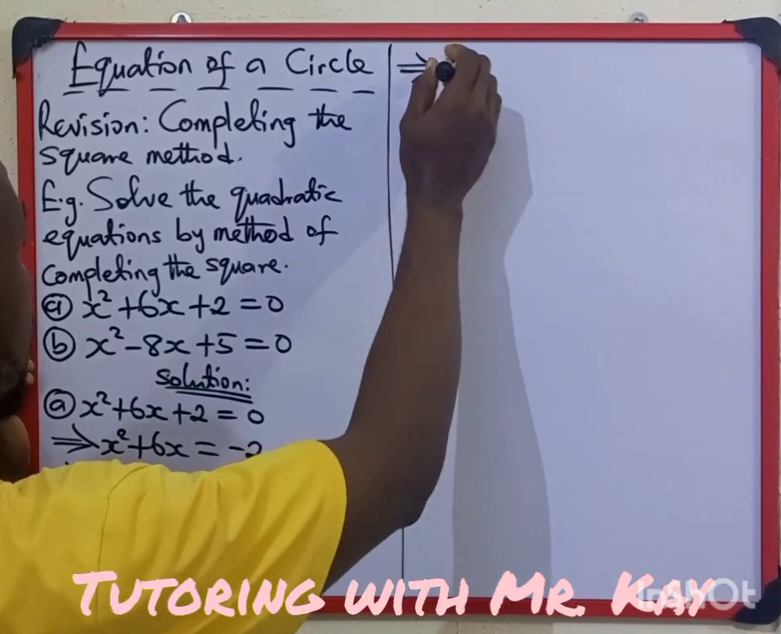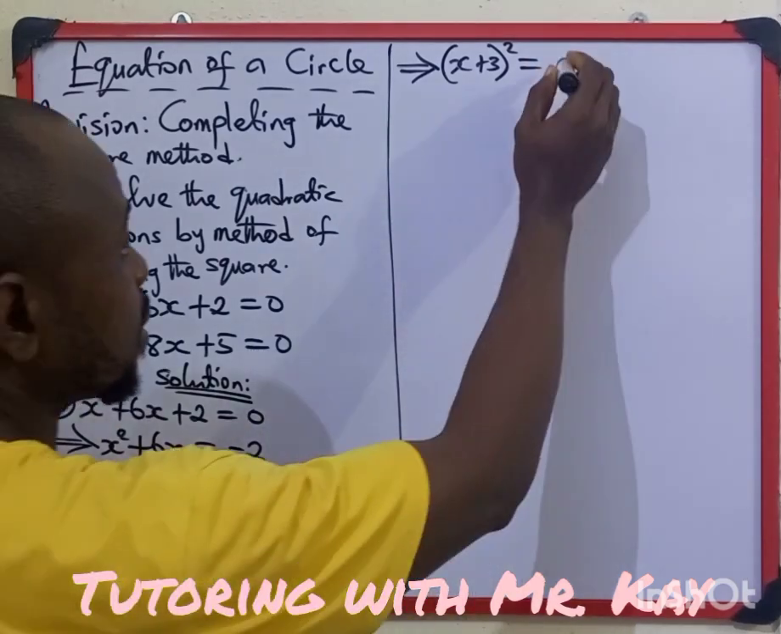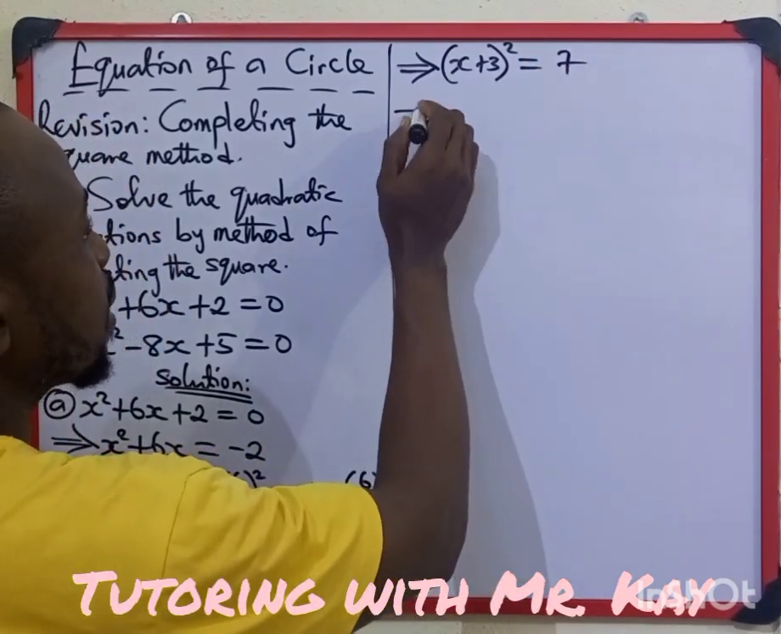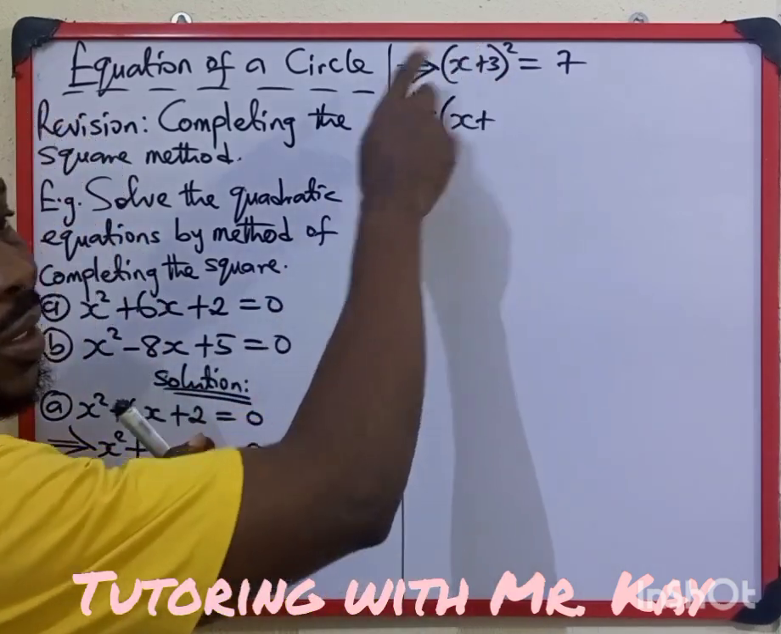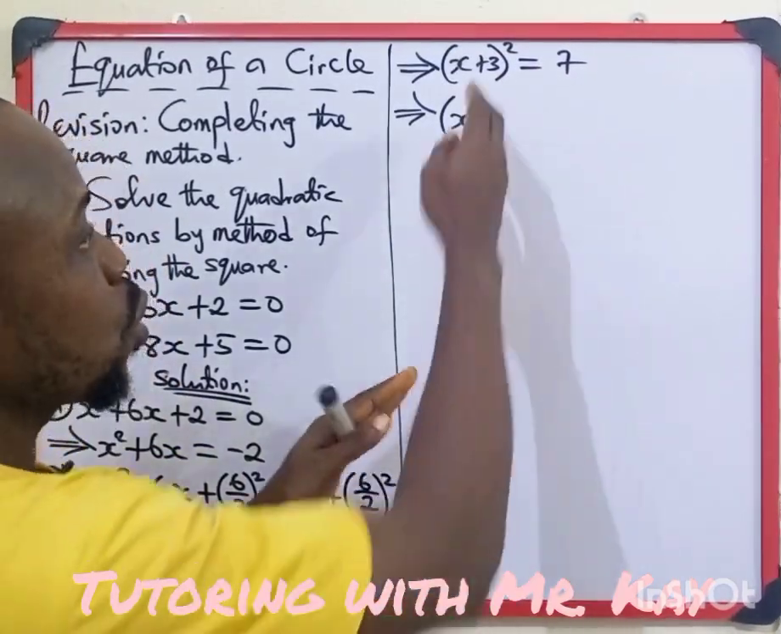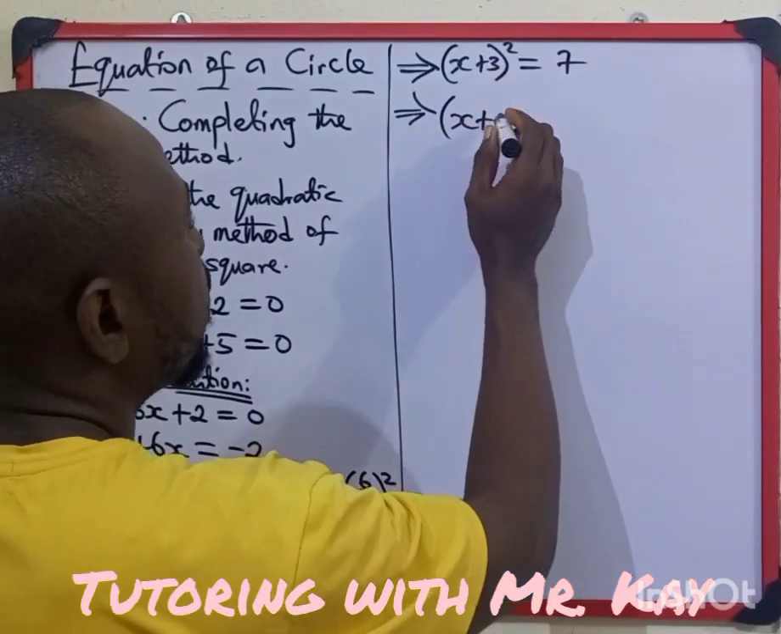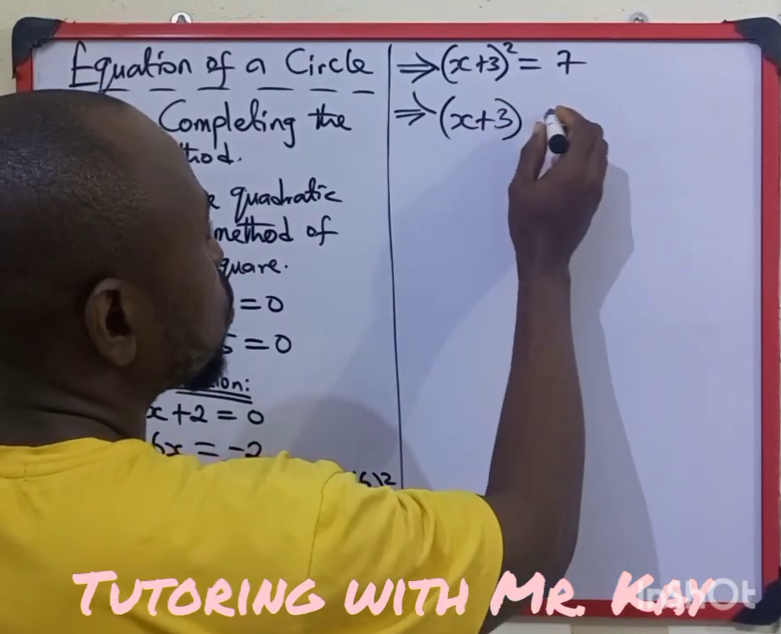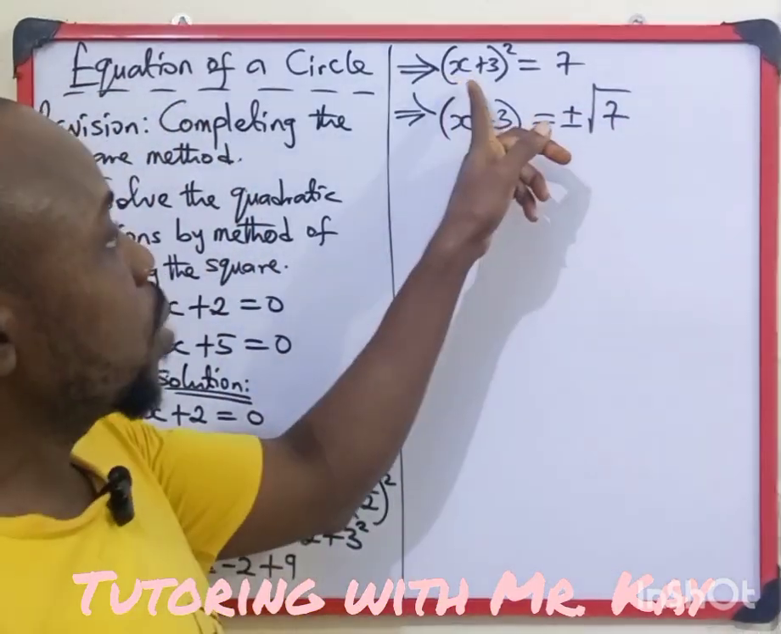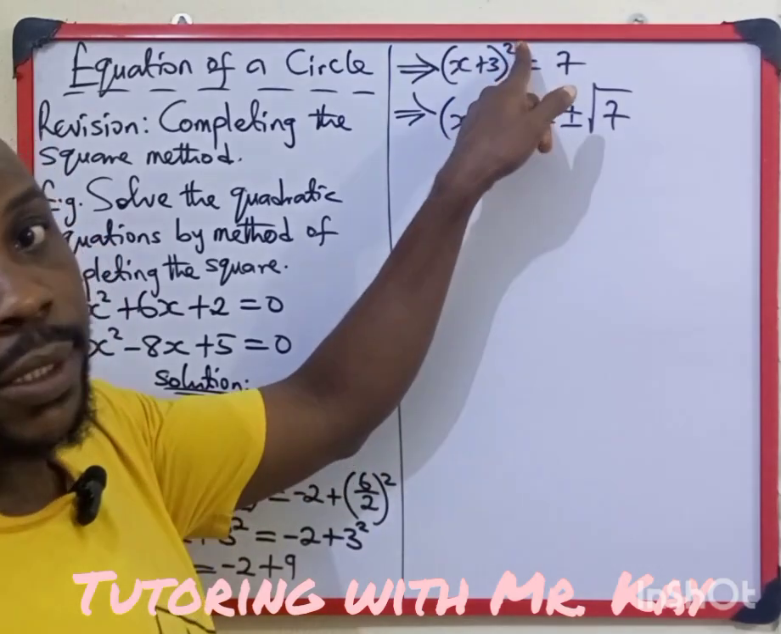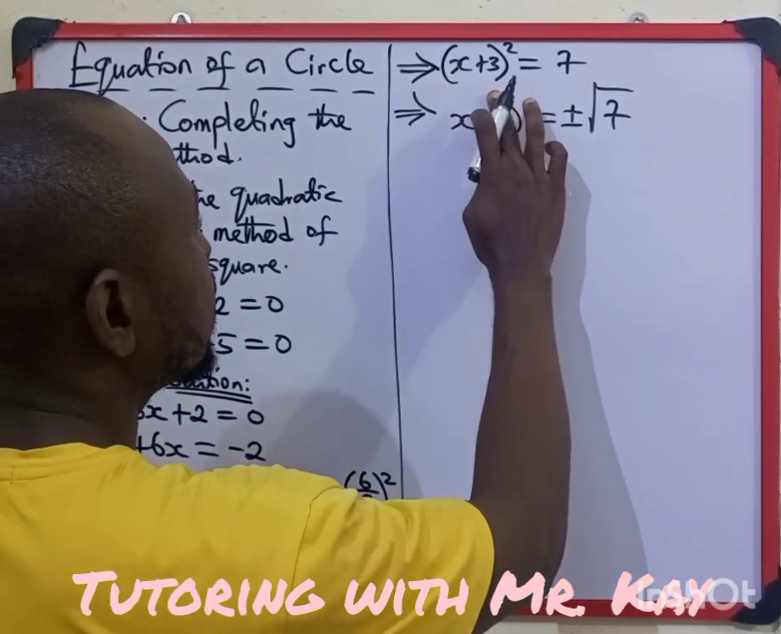So that is to say that (x plus 3) all squared is equal to minus 2 plus 9, which gives me 7. What I'm going to do next is to square root both sides. When you square root a square, the square will clear. So I now have x plus 3 equals plus or minus the square root of 7. The square root cancels with the square, which is why this is not carrying a square again. So in that case, I can clean this bracket.